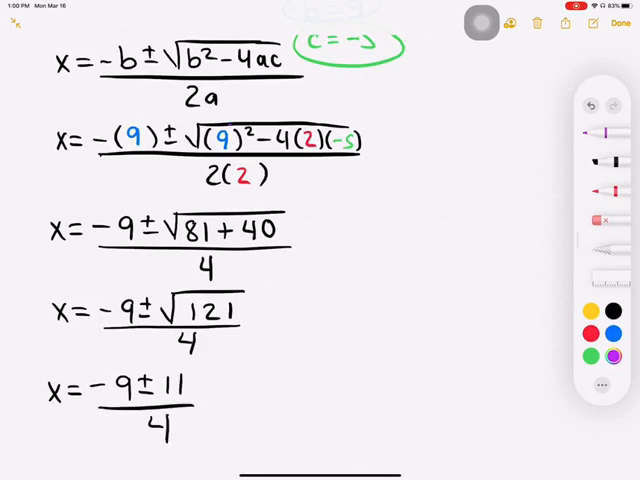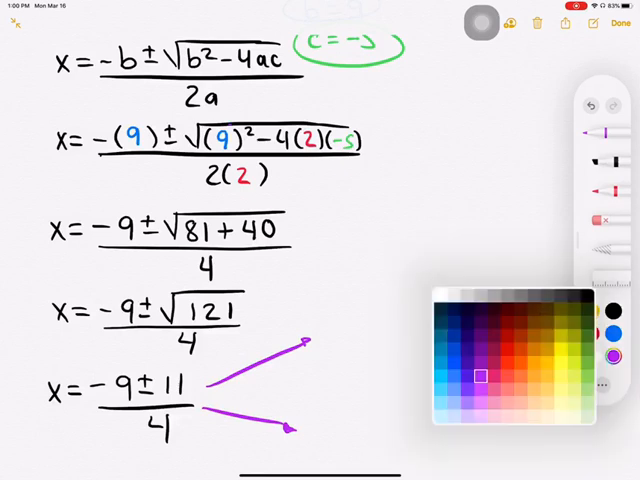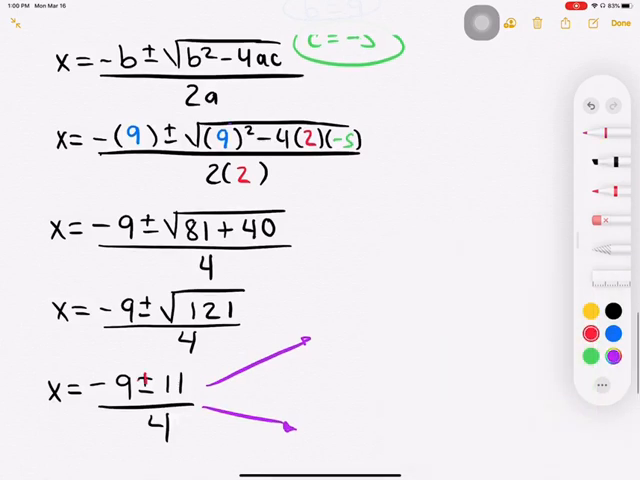This is like the first example. This is where I'm going to separate into two results because I can take it all the way to the whole number, the final result. Okay, so let's start. Let's separate those into the two operations, the plus and the minus. So on the top, I'm going to do the plus. That's -9 plus 11 divided by 4. And on the bottom, I'm going to do the minus. So -9 minus 11 divided by 4.